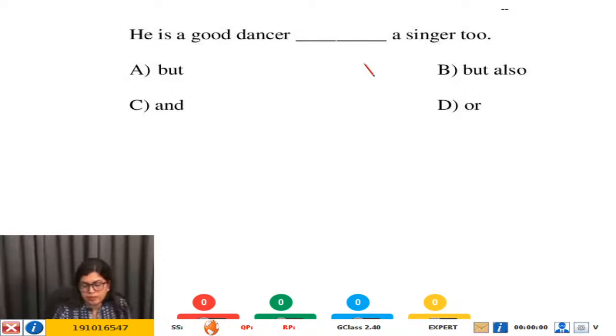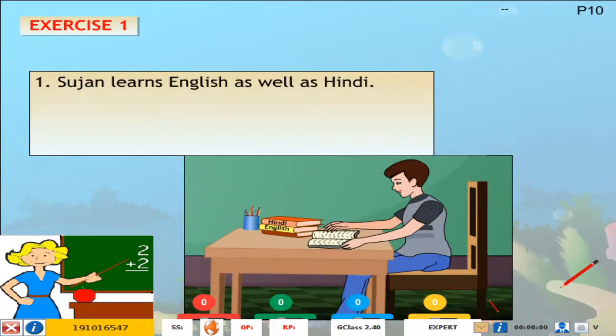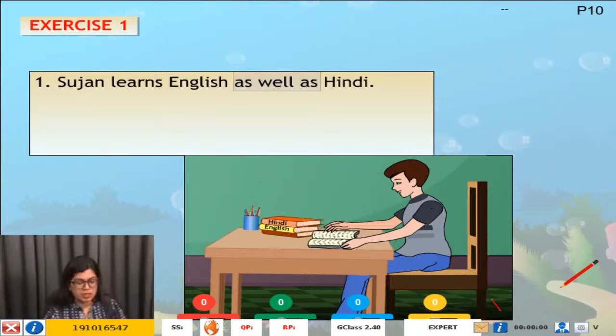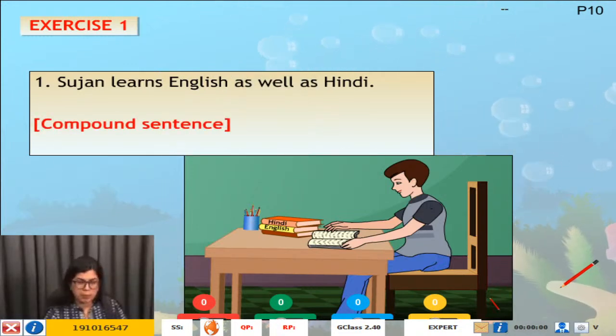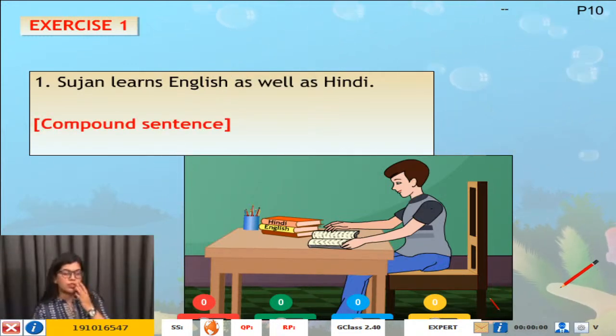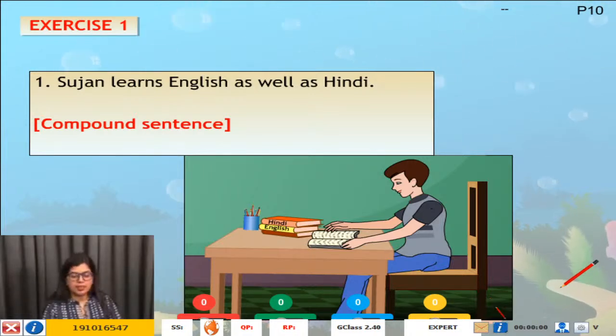Okay, now let us look at this exercise we have here. Exercise 1, let's see what we have. Here a boy is studying. Sujan learns English as well as Hindi. Here we have 'as well as'. So what type of sentence is this? Yes, very good. Compound sentence, because here 'as well as' is joining two sentences, isn't it?